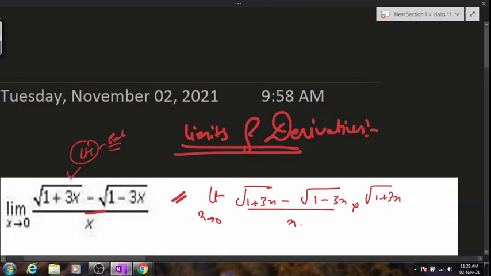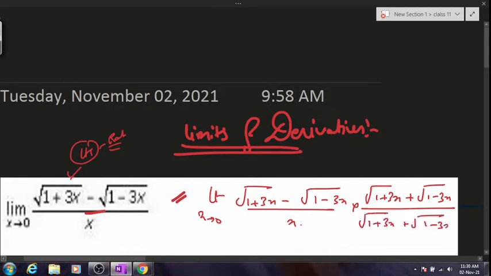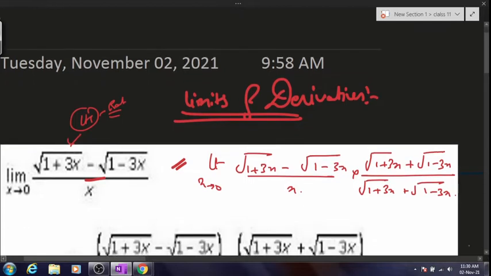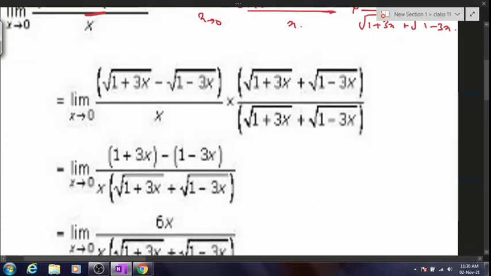Multiply by root over 1 plus 3x plus root over 1 minus 3x, and in the denominator we will be having root over 1 plus 3x plus root over 1 minus 3x. I hope it's clear to everyone, yes or no? Then this will become a minus b into a plus b, giving you a square minus b square. Is it clear? A square minus b square, the root cancels off. When you open the bracket, your 1 will cancel off and you'll be having 6x in the numerator and your denominator stays as it is.